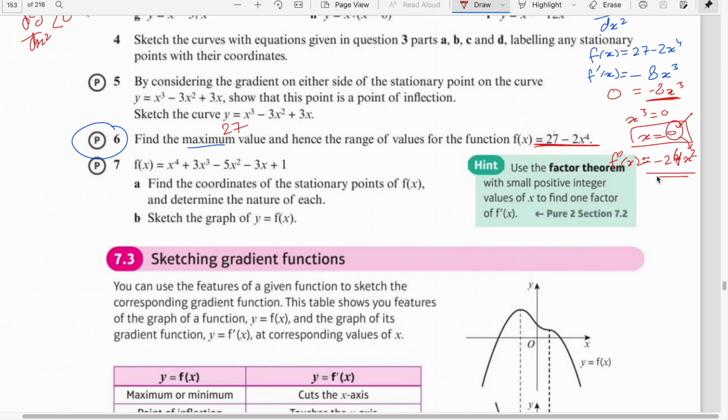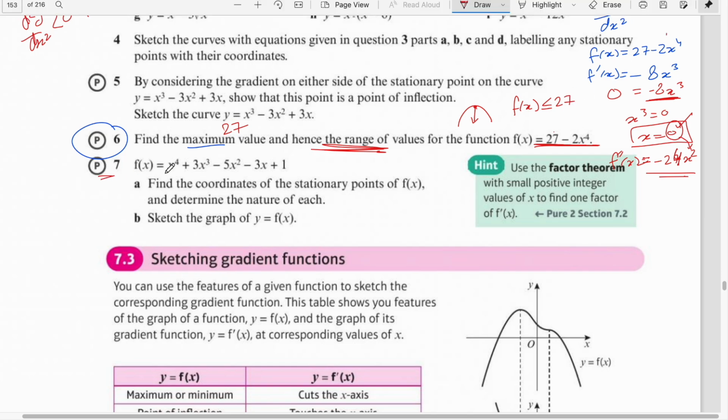We know that the maximum value is 27, and the question said hence find the range. We have a negative second derivative, and we were already sure that it is the maximum value. So if it is the maximum value, all values should lie below this. So f of x is less than or equal to 27.